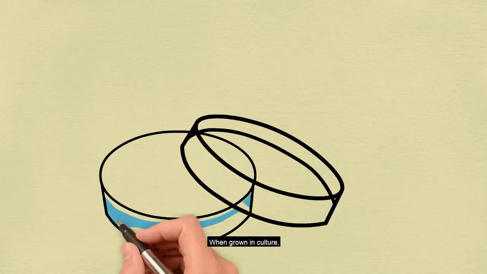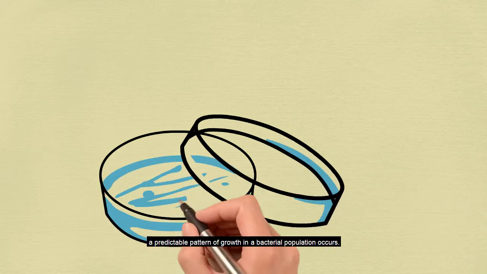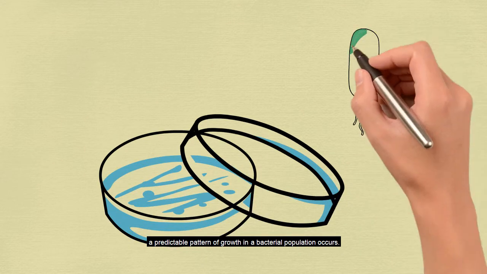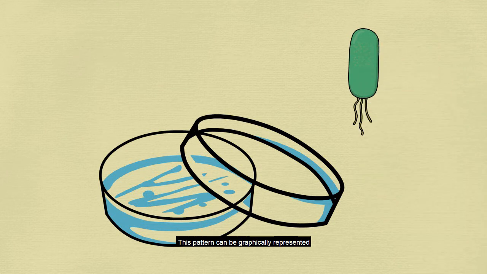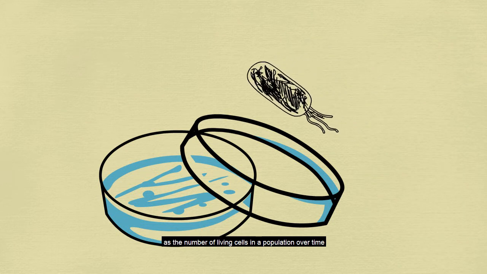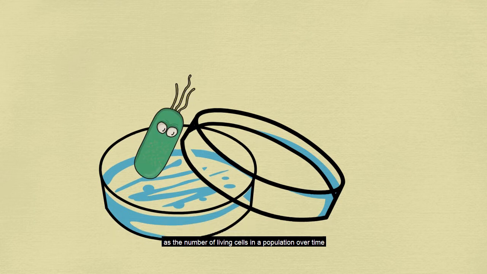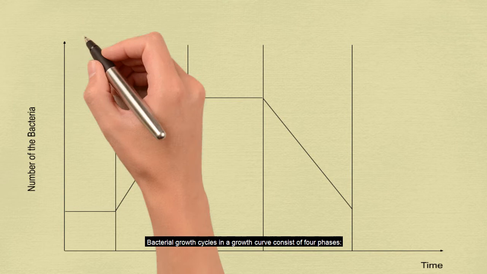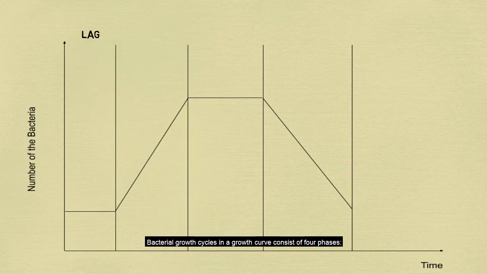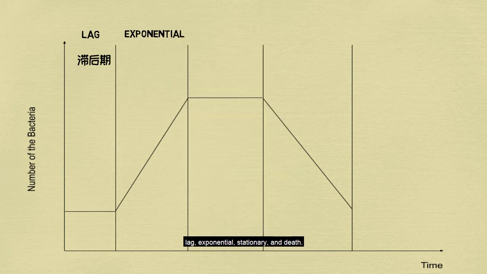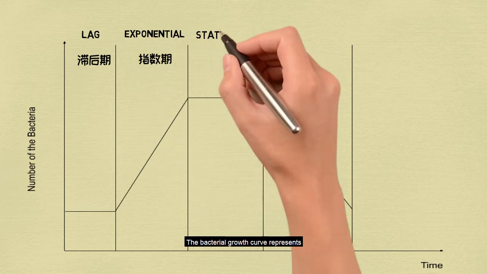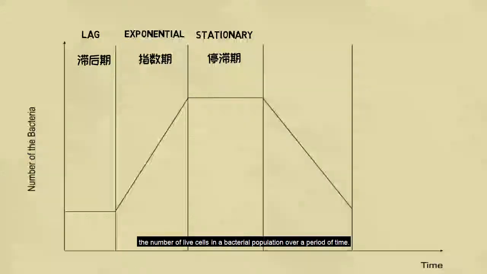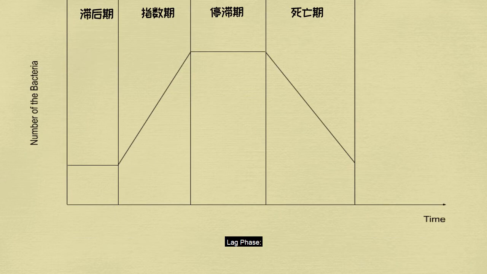When grown in culture, a predictable pattern of growth in a bacterial population occurs. This pattern can be graphically represented as the number of living cells in a population over time and is known as a bacterial growth curve. Bacterial growth cycles in a growth curve consist of 4 phases: lag, exponential, stationary, and death. The bacterial growth curve represents the number of live cells in a bacterial population over a period of time.